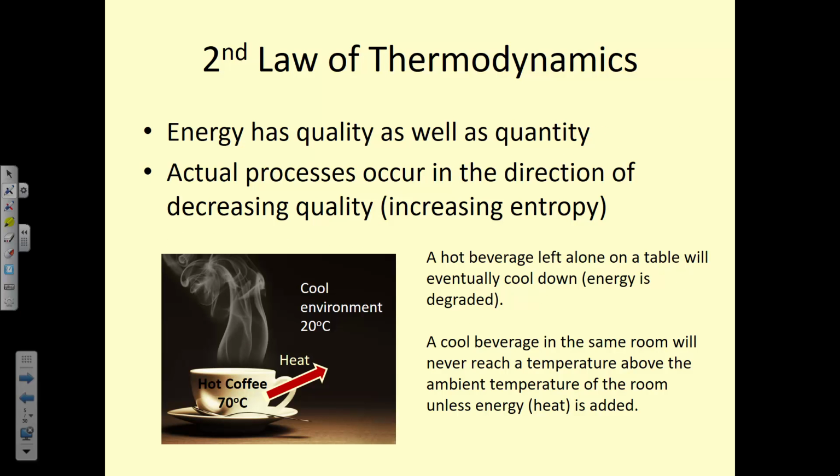The second law tells us that energy not only has a quantitative value to it, but it also has quality, or it has directional principles that tell whether or not a reaction can occur. So processes will occur in the direction of decreasing quality of energy or in the direction of increasing entropy. So the infamous hot coffee on the table, heat is always going to go from the coffee, which is warmer than the room, to the cooler environment. It doesn't spontaneously collect heat from the environment and put it into the coffee to warm it up.